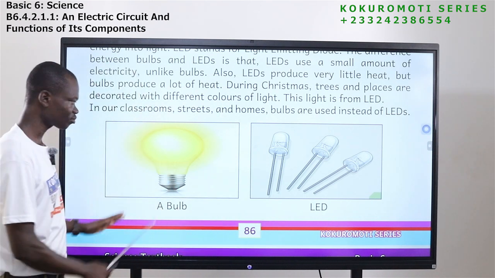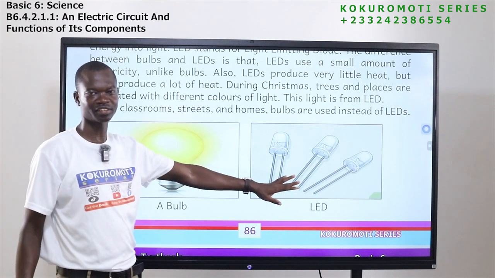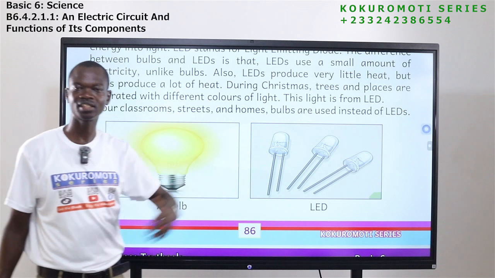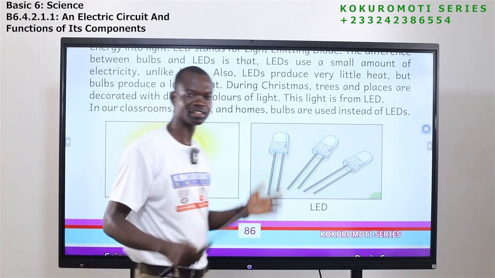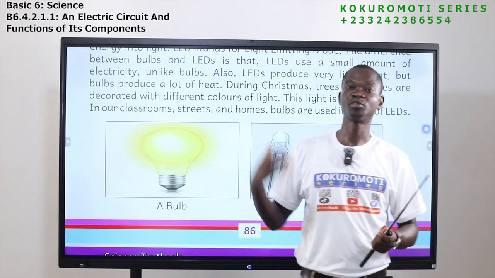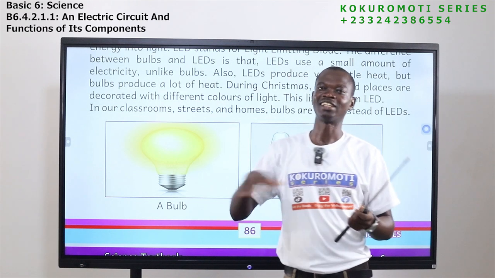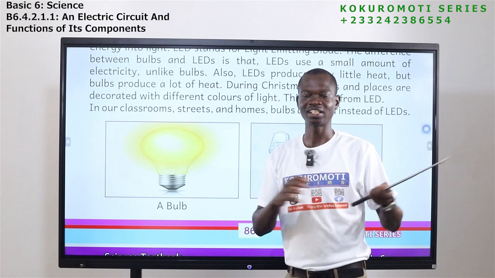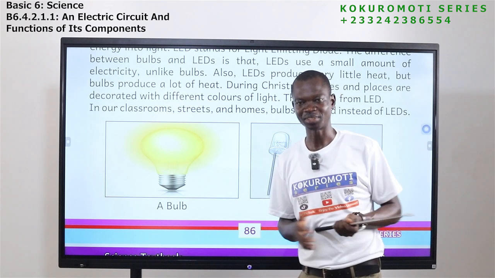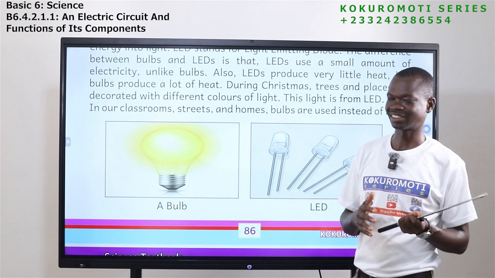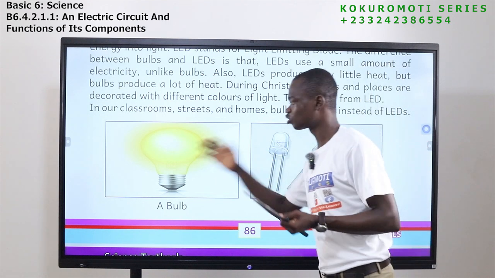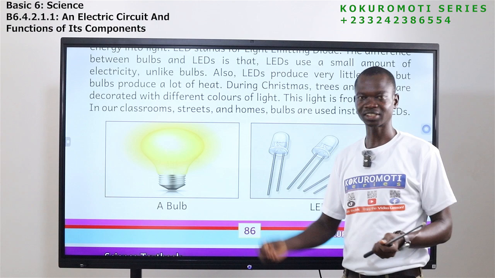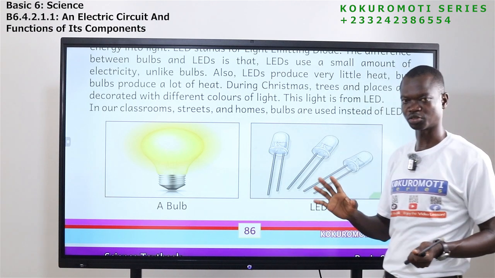This is what? Bulb. We see this mostly during Christmas time, and they use it to decorate places, trees, houses. Even if you go to Accra during Christmas time, the interchanges, the way they use LED to decorate the trees and other things, just to make the place look good and nice. So these two, their function is to produce light. That is what you should know.